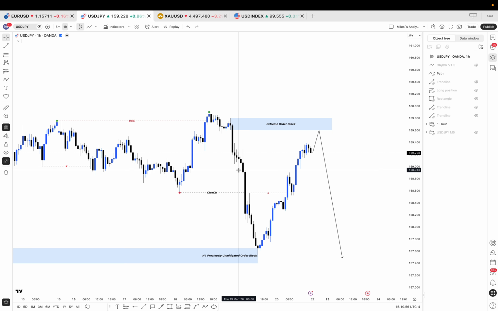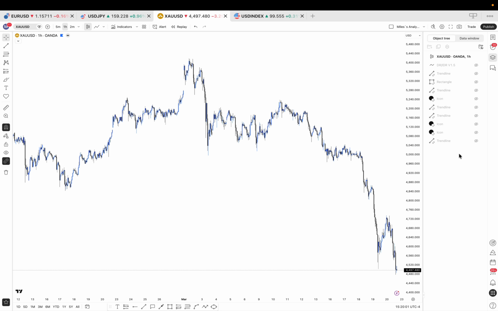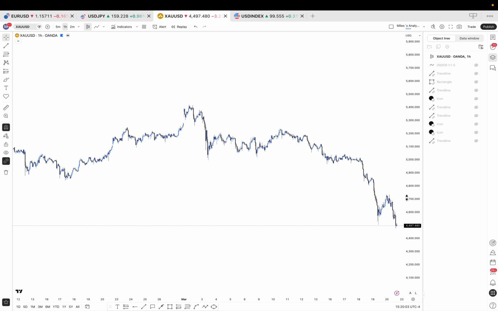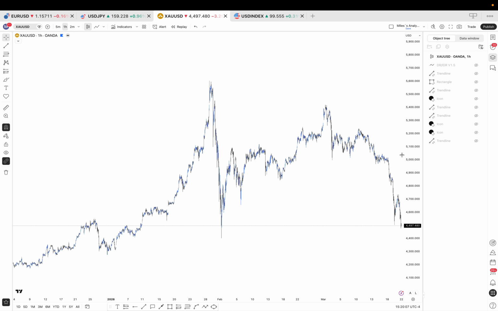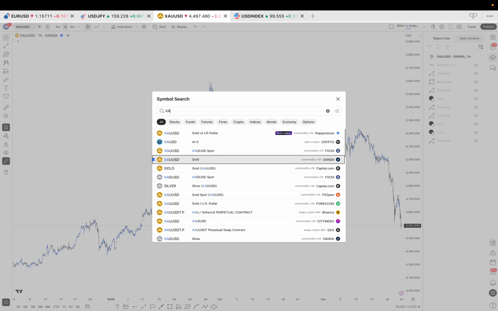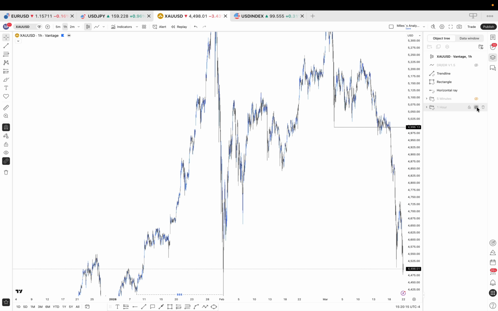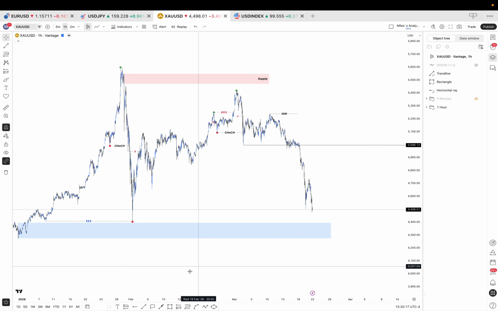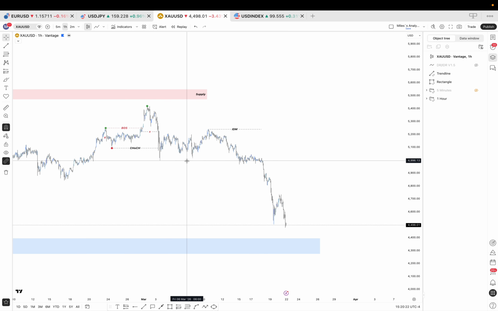So yeah, this is it on USDJPY. Next, I'll be looking at gold. Let me see if I already have an analysis. So on gold, I don't have any analysis. All right. Actually, I have on another broker. Let me check. Yeah, I have. So this is the analysis that I currently have right here.